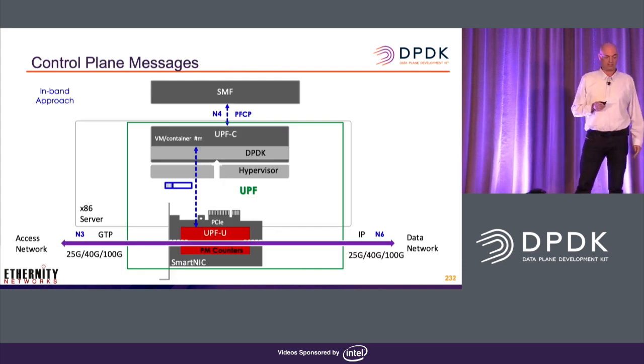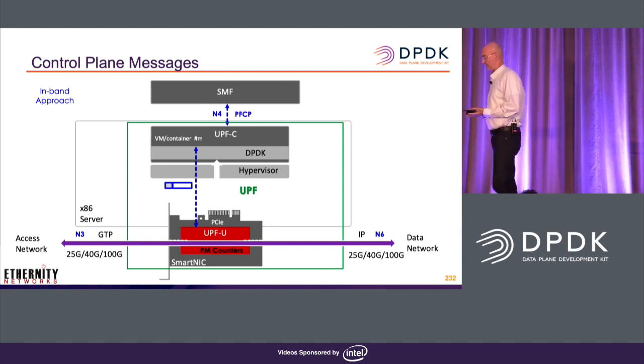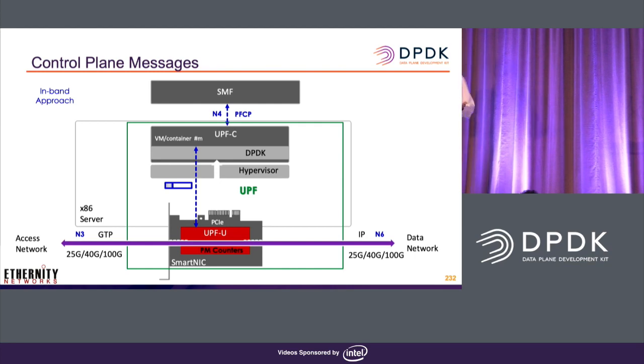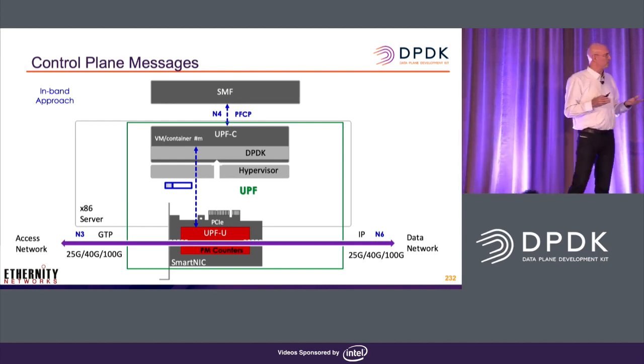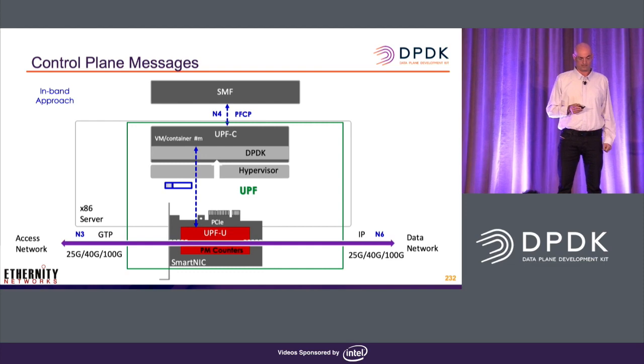The control plane messages approach is an in-band approach. In-band means that you just use the interface that you have between the UPF-U and the UPF-C. This is a high bandwidth interface with gigabits of capacity. So if you just use this to send information between the two entities, it will not consume a lot. It's just sending packets, translating from one packet to other packets.